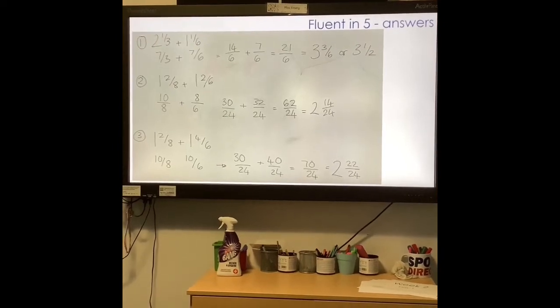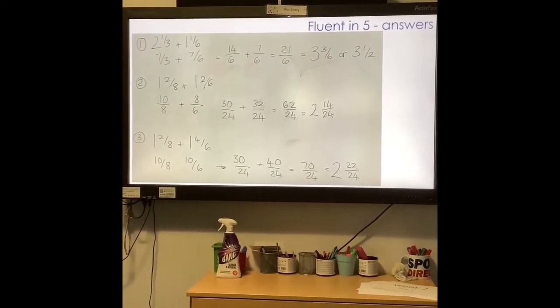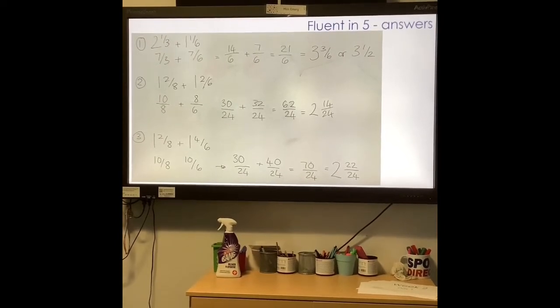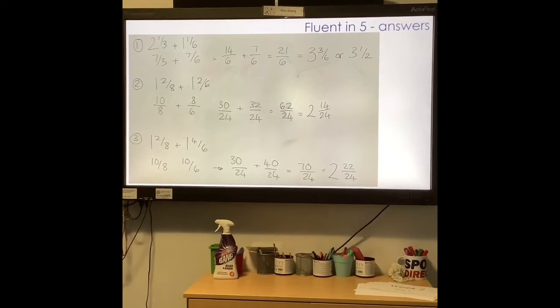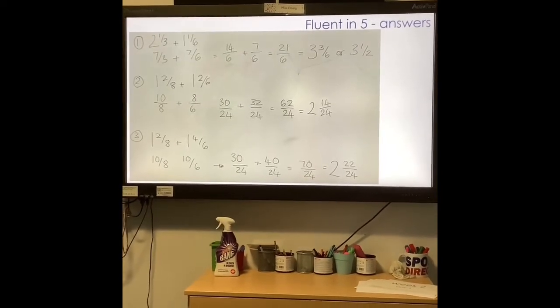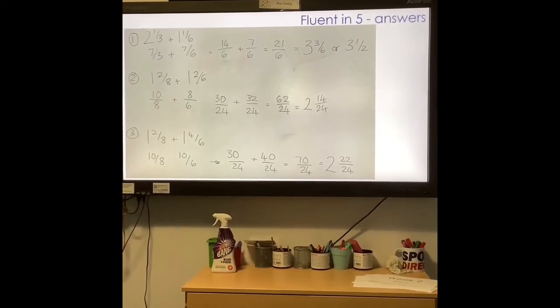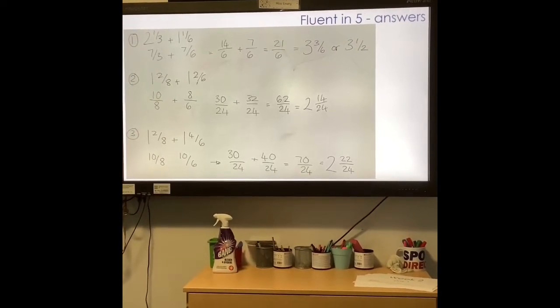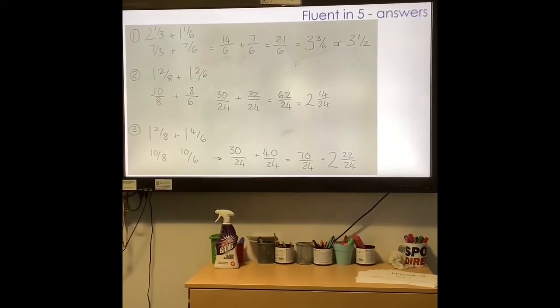Last one was 1 2/8 add 1 4/6. First of all, turn them into improper fractions, which was 10/8 and 10/6. Then find the common denominator, which was 24 again, that seems to be popping up all the time. That is 30 over 24, add 40 over 24, which gave us 70 over 24, which is the same as 2 and 22/24. Well done if you got those right, that's really brilliant.